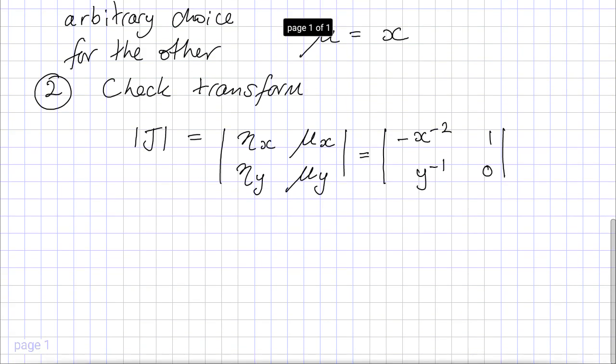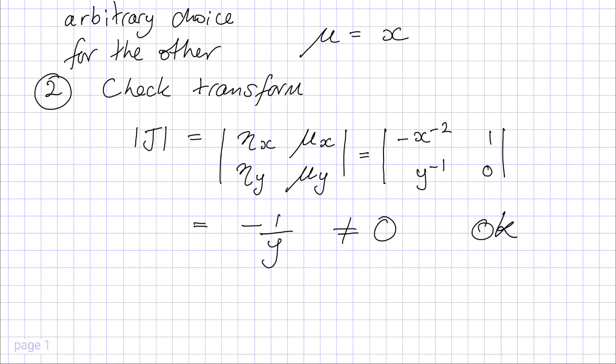Then I construct the determinant. So I've got 0 times minus x to the minus 2, minus 1 times y to the minus 1. So this is minus 1 over y, which is non-zero. So this transformation is okay. So now we need to look at the derivatives, and use those to transform the PDE.